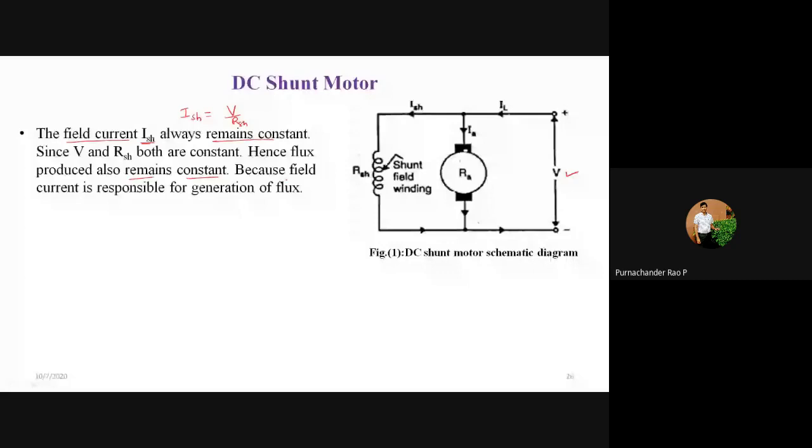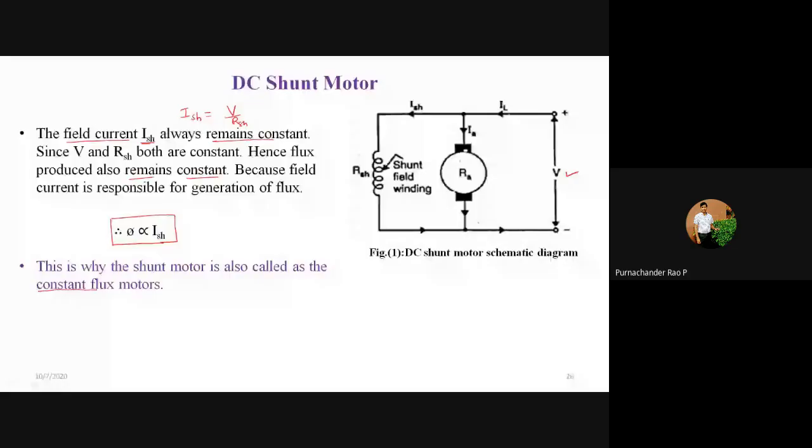And here the net flux phi which is developed is always proportional to ISH. The flux developed in a shunt motor is proportional to the shunt field current, and therefore this machine is called a constant flux motor. The DC shunt motors are called constant flux motors.